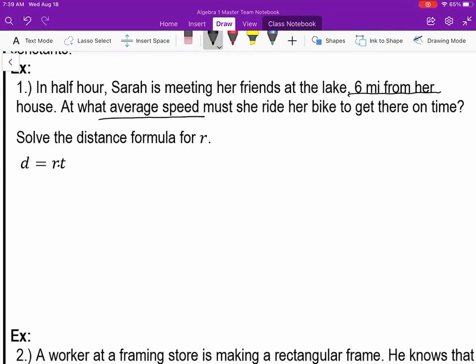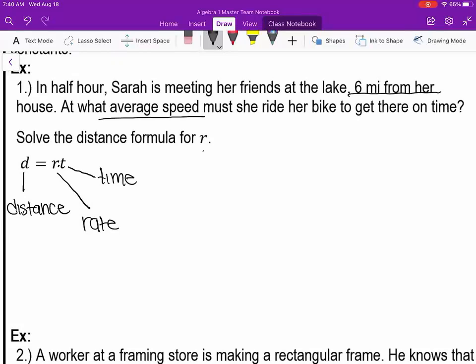So what is the distance formula giving us? Well, D stands for distance, R stands for rate, and T stands for time. So how do we use this formula to figure out the average speed? What we want to do is rearrange this formula so that we get the R by itself, because we want to know the average speed. We want to know the rate. So let's rearrange the formula so R is by itself.